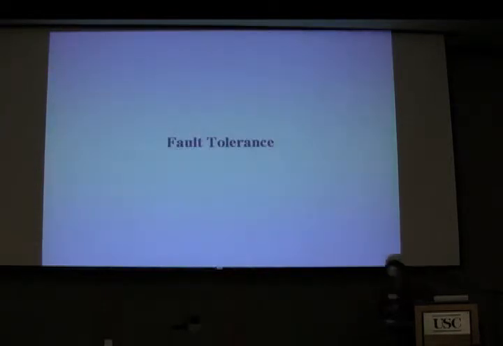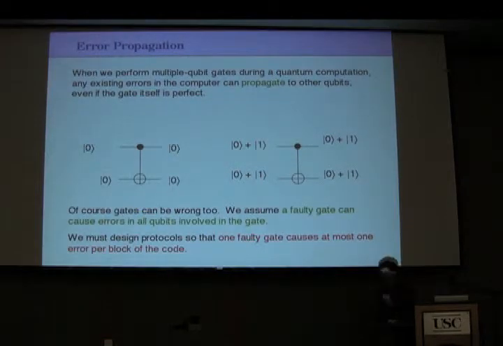Okay, so now it's time to move on to fault tolerance. So now we have this spectrum of quantum error correcting codes, but we'd like to consider what happens if we're again not in this channel model where just one error occurs at one time, but where every single gate that we do has some error in it, or at least has the potential for error in it. So one of the main things that we're going to have to deal with in talking about quantum fault tolerance is the idea of error propagation.